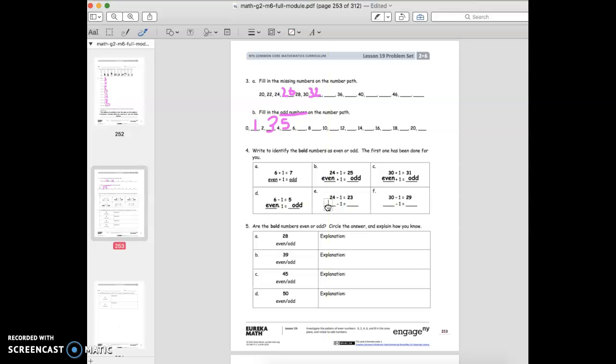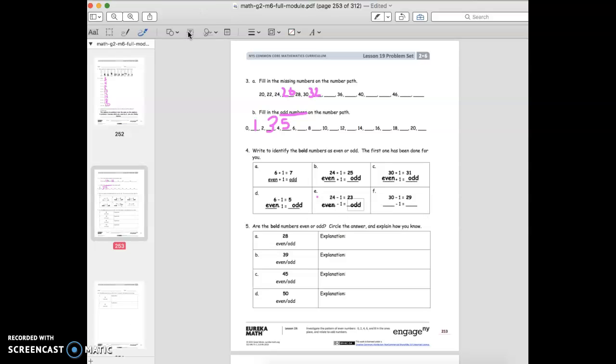24. 24 is an even number. We know that because we can count by 2's to get there. We have 24 up here. This is the even number path. There's a 4 in the ones place. 4 is an even number. Now, even minus 1. 24 minus 1 is 23. There's a 3 in the ones place, which means it is an odd number. Even minus 1 equals odd.